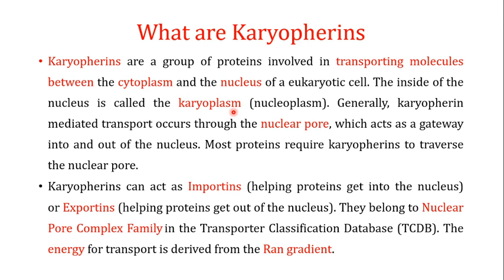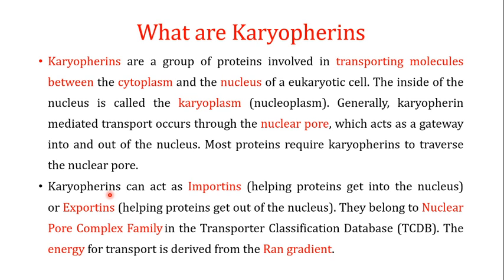Now what these Karyopherins do, they generally mediate transport through the nuclear pores, which act as a gateway into and out of the nucleus. Most proteins require these Karyopherins to traverse the nuclear pore. Karyopherins are divided into two broad classes. One is known as the Importins, which help proteins get into the nucleus, that is, they transfer molecules from the cytoplasm into the nucleus of the cell. The second class is the Exportins, whose function is opposite to the Importin: they transfer material from the nucleus into the cytoplasm of the cell.